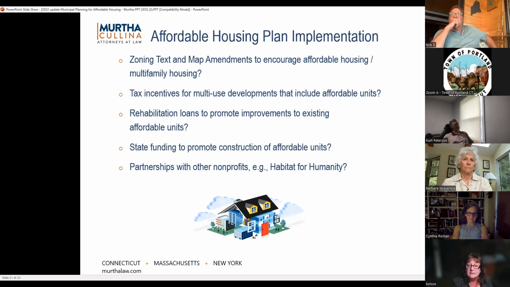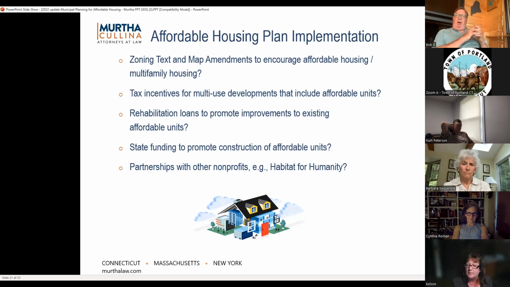Rehabilitation loans can also be garnered to promote improvements to existing affordable units. State funding to promote construction of affordable units. Partnerships with other nonprofits like Habitat for Humanity to get affordable units in. These are things that I just suggest that you think about as you're going through or amending your plan. Next slide, please.